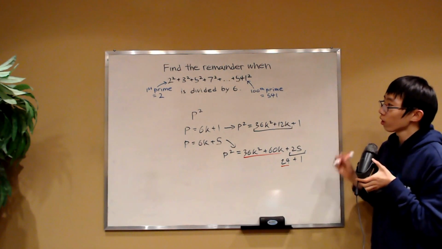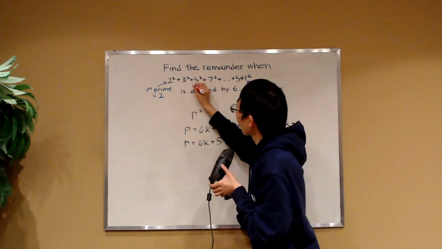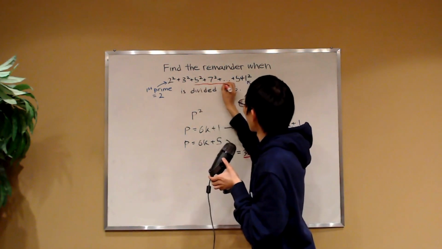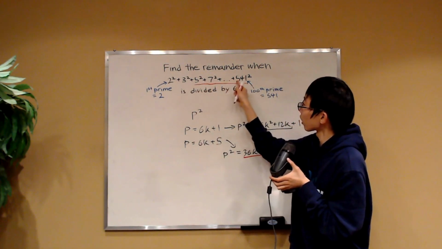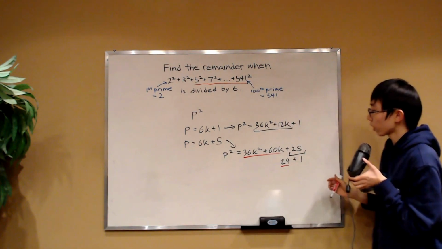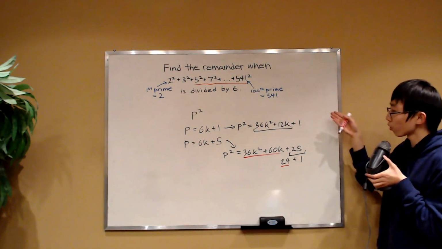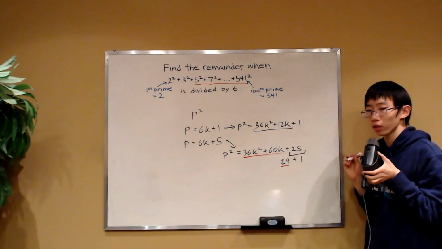So therefore, we see that all of these terms, when you divide each of them by 6, will have a remainder of 1, because they are always 1 more than a multiple of 6.